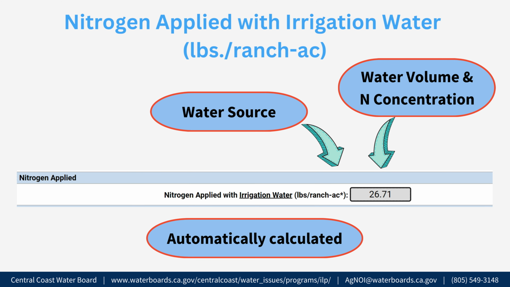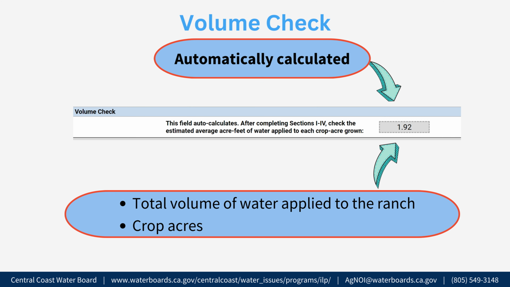Nitrogen applied with irrigation water. This field automatically calculates the pounds of nitrogen applied with irrigation water per ranch acre using data entered in the water source, water volume, and nitrogen concentration of water in previous sections. Volume check. This field automatically calculates the estimated average acre feet of water applied to each crop using the total volume of water applied to the ranch and crop acres.